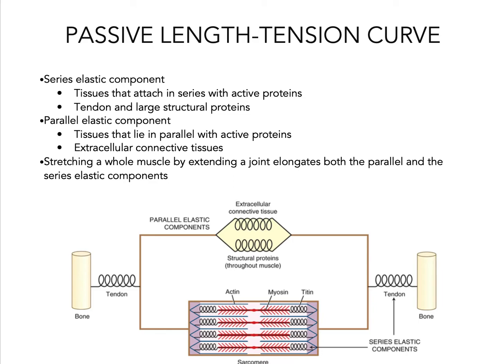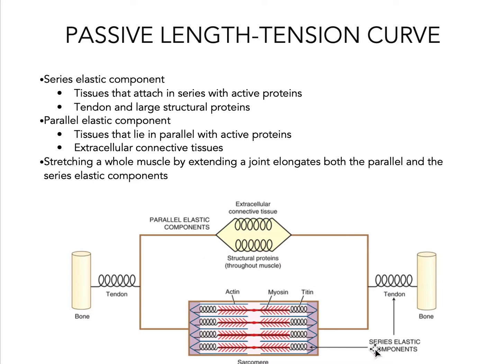Let's take a look at the passive length tension curve. For functional purposes, we can describe non-contractile tissues as parallel and series elastic components of a muscle. Series elastic components are tissues that attach in series with active proteins. So these are the active proteins, actin and myosin. And tendon and large structural proteins are in series with actin and myosin.